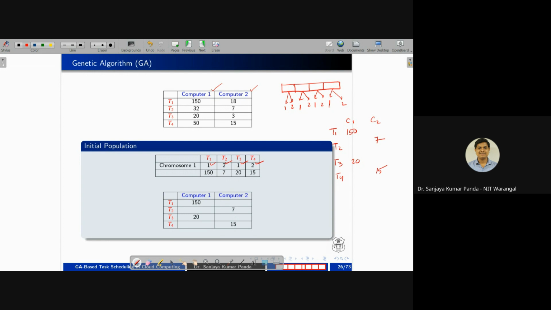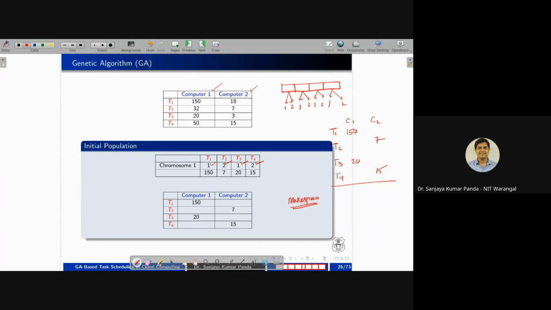this particular solution. So there is a concept here which is called makespan. Makespan means the overall completion time. So consider the overall completion time of C1. C1 is assigned two different tasks, T1 and T3. So it will be busy for 150 units of time for T1 and 20 units of time for T3.